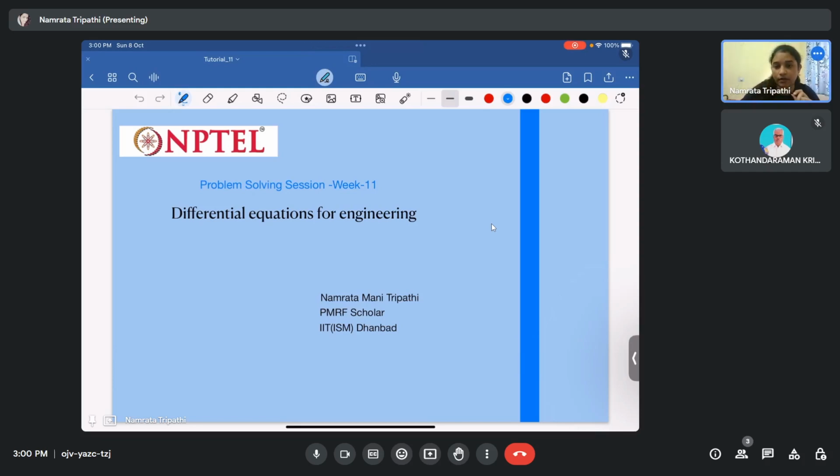So today's problem solving session, week 11 for the course Differential Equations for Engineering, in which we will solve the problems related to the week 11 session, in which we already studied the heat equation.